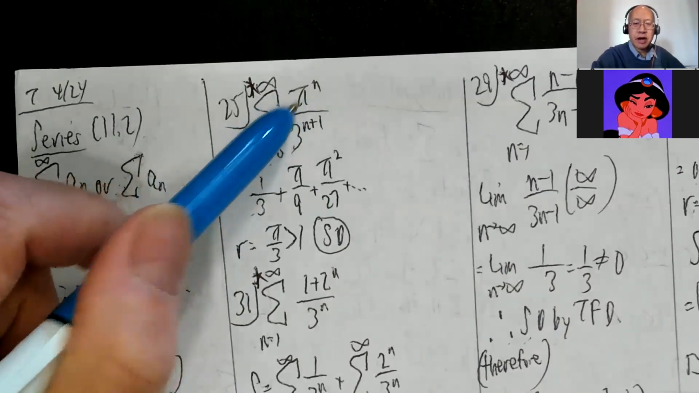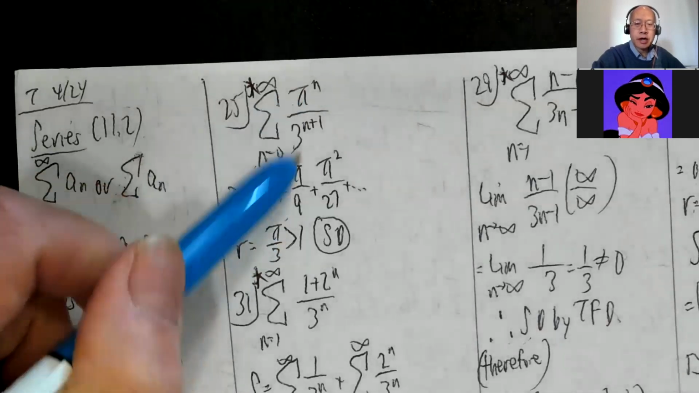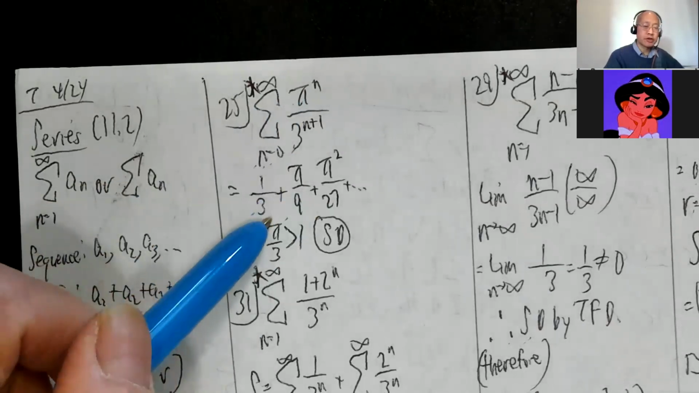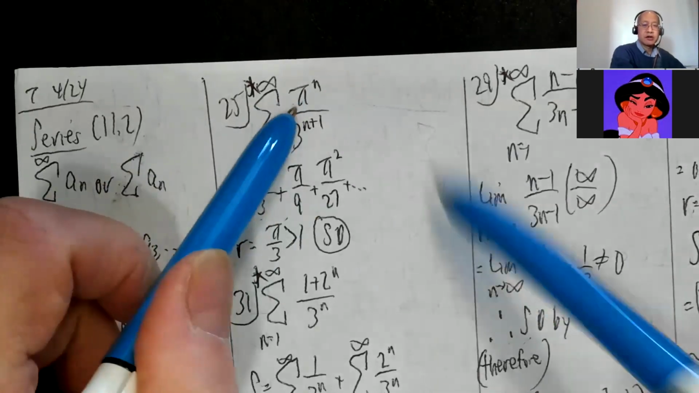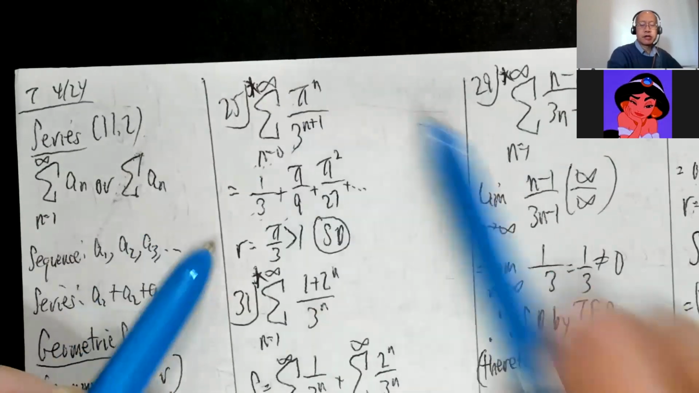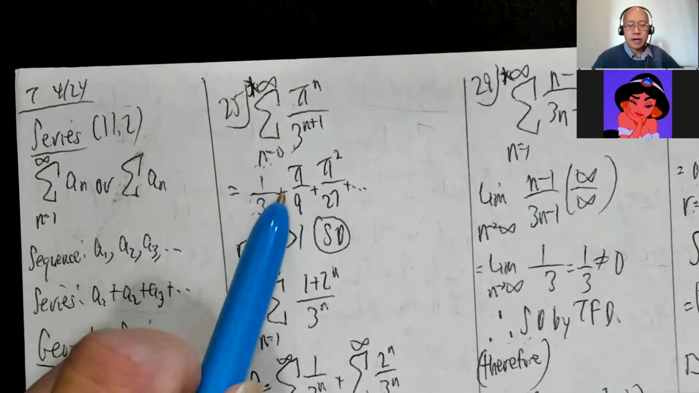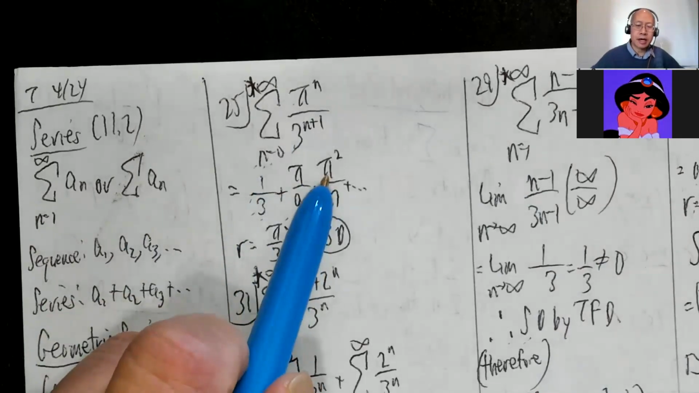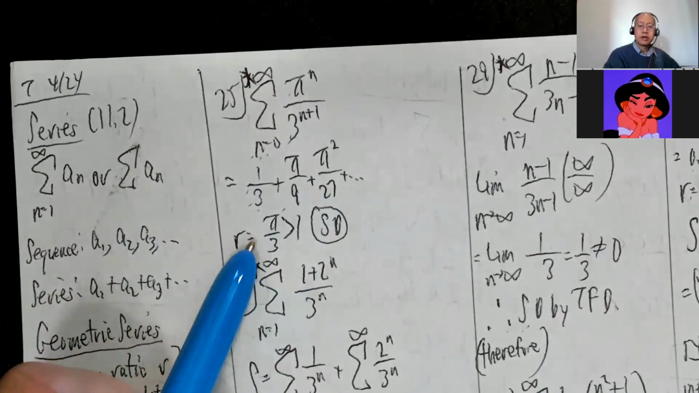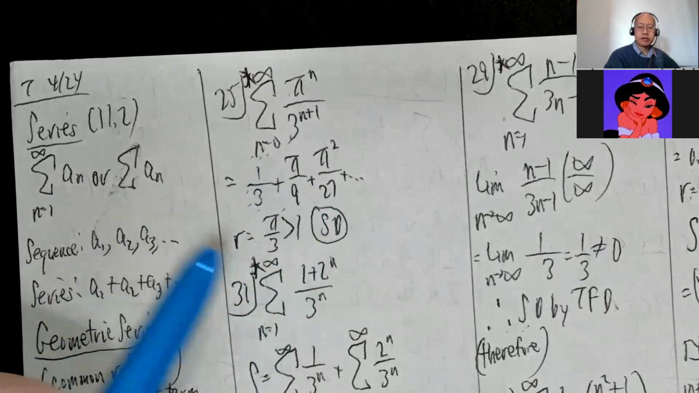Plug in 1, I have pi over 3 squared. Plug in 2, pi squared over 27. So the common ratio is pi over 3. And again, when they have it like this, it's a good guess that pi over 3 would be the common ratio. So if you take this, multiply by pi over 3, you get that. Multiply that by pi over 3, you get that, and so on. Pi is like 3.14. If I divide it by 3, it's a little bit bigger than 1. Therefore, the series diverges.